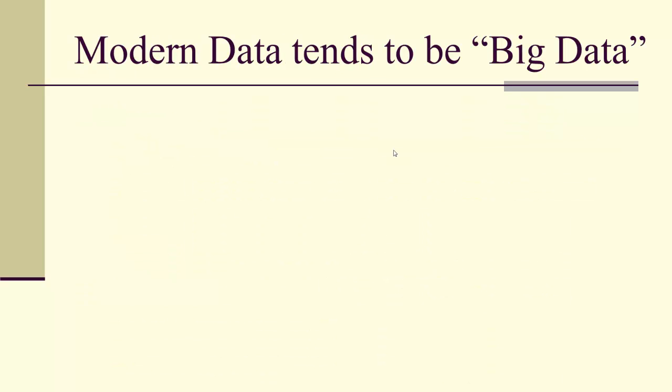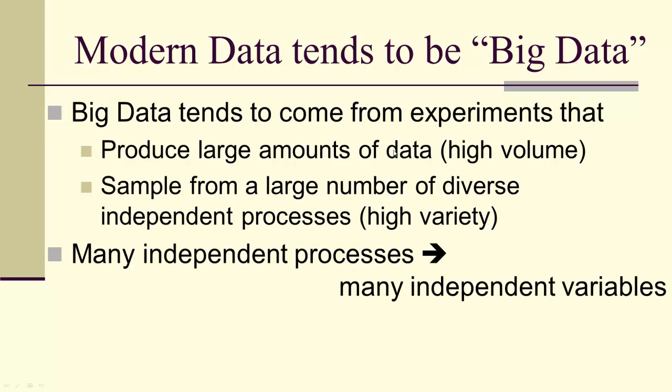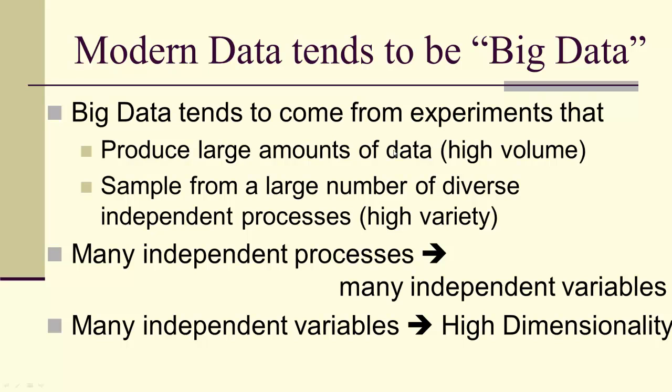Modern data sets tend to be big data. They tend to come from experiments or observations that are high volume, lots of data, and high variety, lots of different processes. So many processes means many independent variables. Many independent variables means high dimensionality. Big data tends to be complex, at least in the sense that there's high variety across very high dimensional contexts.